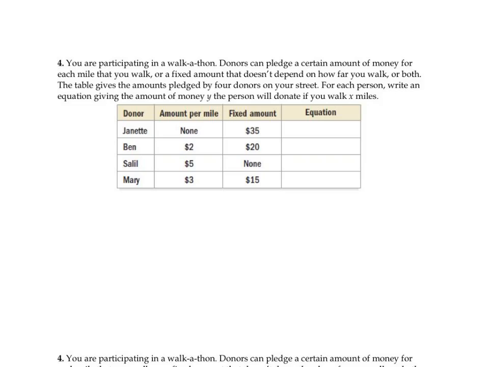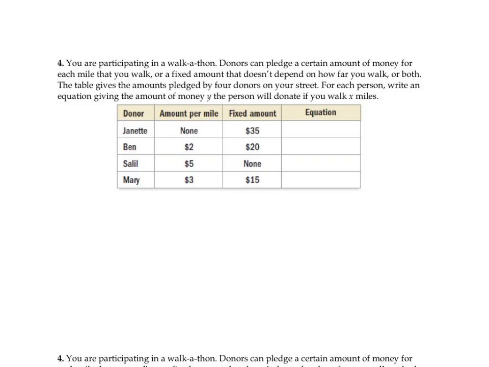Donors can pledge a certain amount of money for each mile that you walk, or a fixed amount that doesn't depend on how far you walk, or both. The table gives the amount of the pledge by 4 donors on your street. For each person, write the equation of the given amount of money y the person will donate if you walk x miles. So the only tricky part here is to figure out which value would represent our slope and which value would represent our y-intercept.